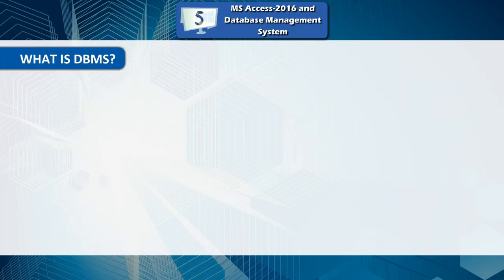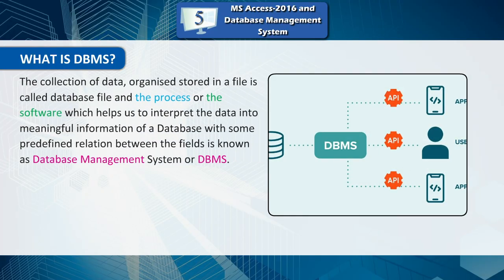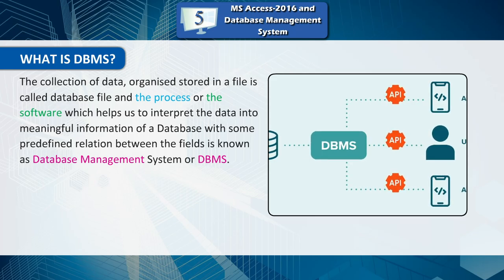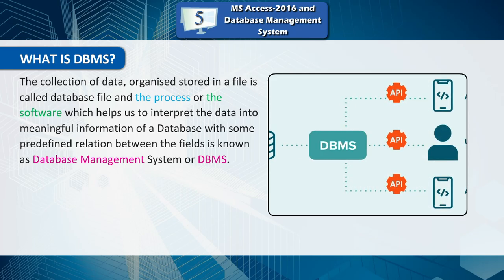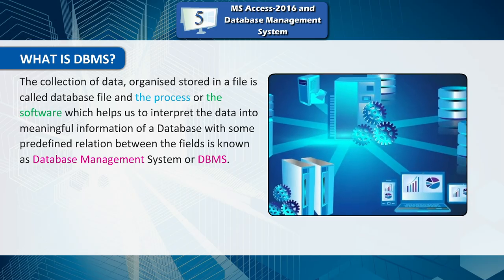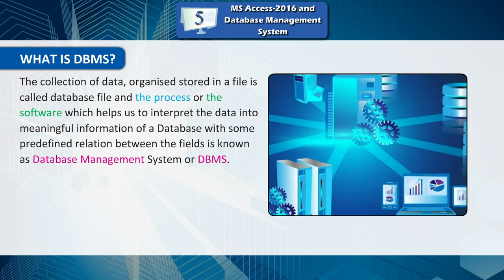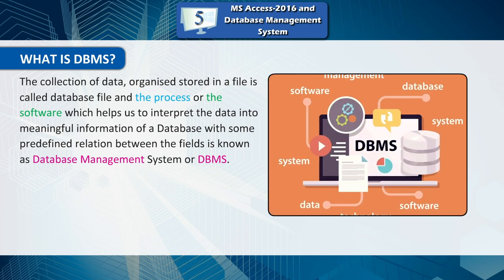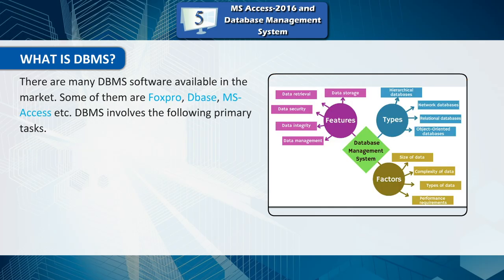What is DBMS? The collection of data, organized and stored in a file, is called a database file, and the process or the software which helps us to interpret the data into meaningful information of a database with some predefined relation between the fields is known as Database Management System or DBMS. There are many DBMS software available in the market. Some of them are FoxPro, dBase, MySQL, MS Access, etc.